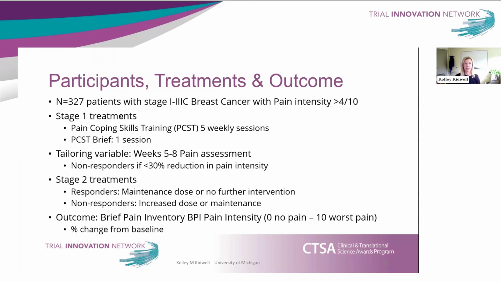Again, I've just listed the stage 1 treatments and the stage 2 treatments. Their tailoring variable, or that measure of response, was measured between weeks 5 to 8 and was a pain assessment based on their brief pain inventory pain intensity score. And it was a change in the score from baseline to that week 5 to 8 time point. Their outcome was similarly this percent change from baseline in the brief pain inventory. We can have discussions on percent changes as outcomes subsequently, but this is what they used.